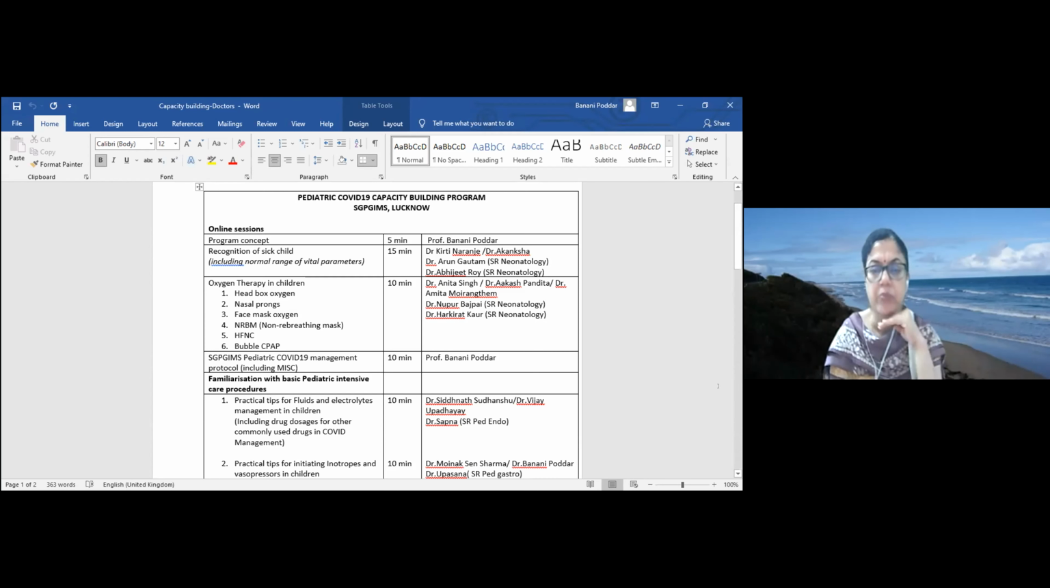Many a times when I'm called to see a child, I find that fluid charting is not appropriate, the electrolytes management is not looked at correctly, antibiotic doses are not appropriate. So it is very important that we are conducting this session today. So let's hope that by doing this, we improve the overall care of pediatric patients in SGPGI. Over to you, Kirti.